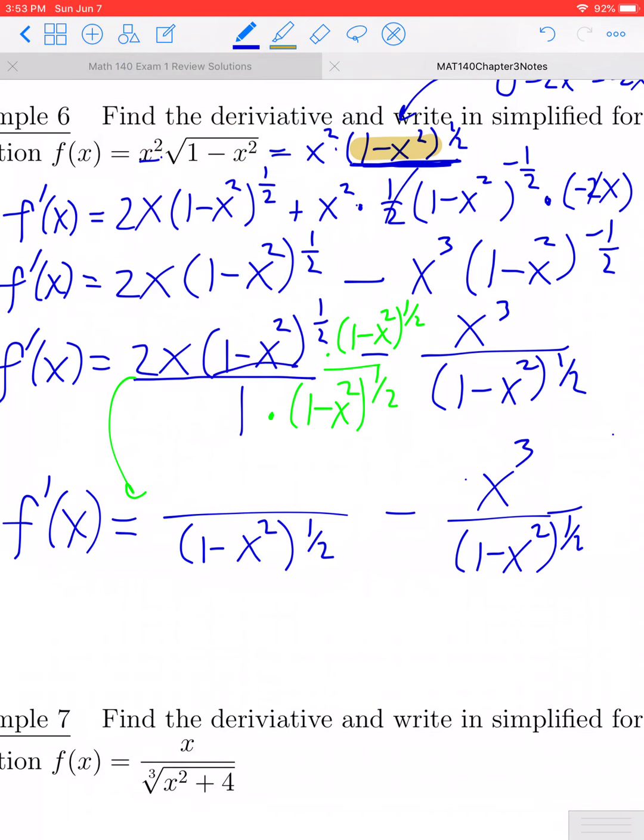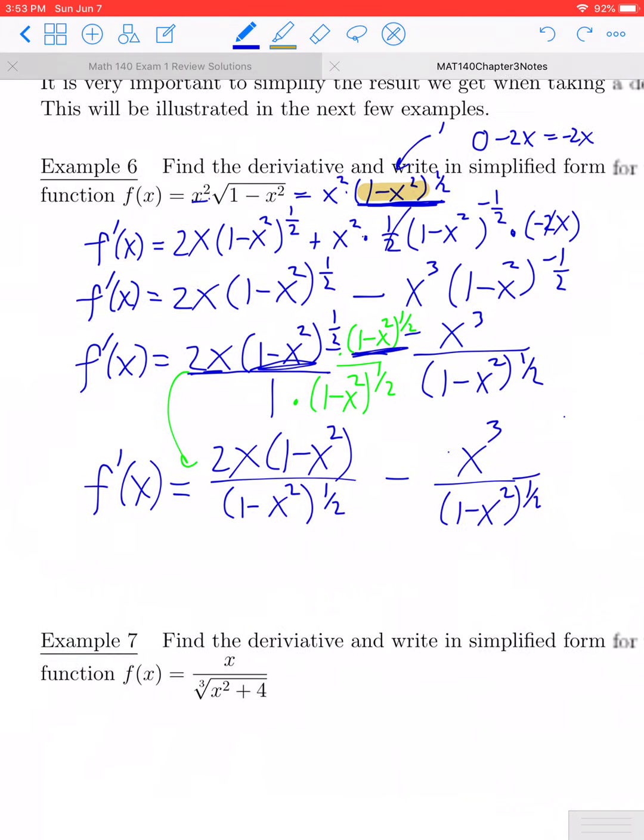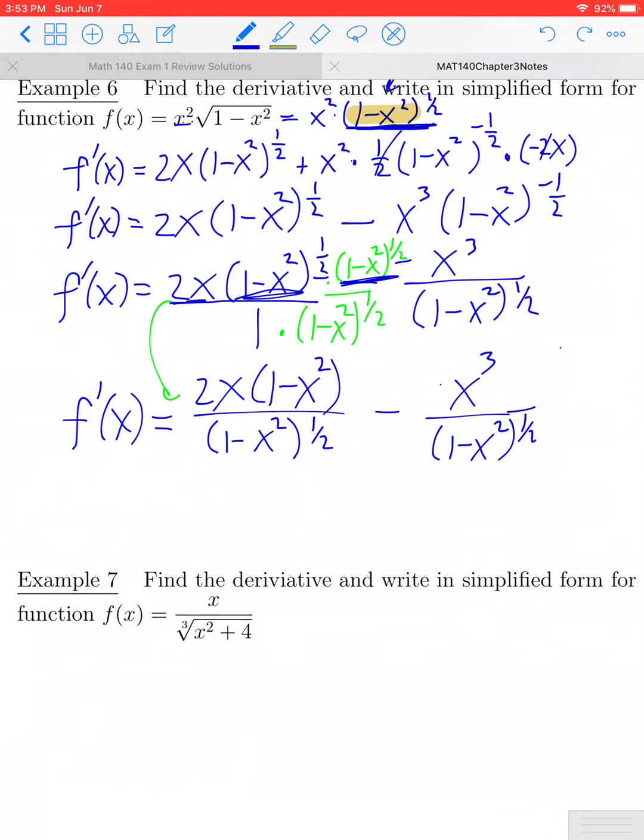And if we look, that's going to be the multiplication of like bases. So we're going to be able to add these two exponents together. Don't forget we have this 2x kind of sitting out in front, and then we're going to end up with the term 1 minus x squared. 1/2 plus 1/2 will give us 1. So this will now be to the first power. And of course, anything to the first power, you don't necessarily have to write it.